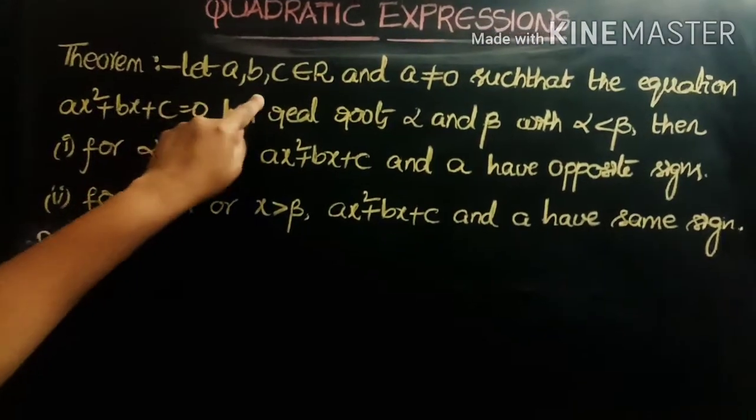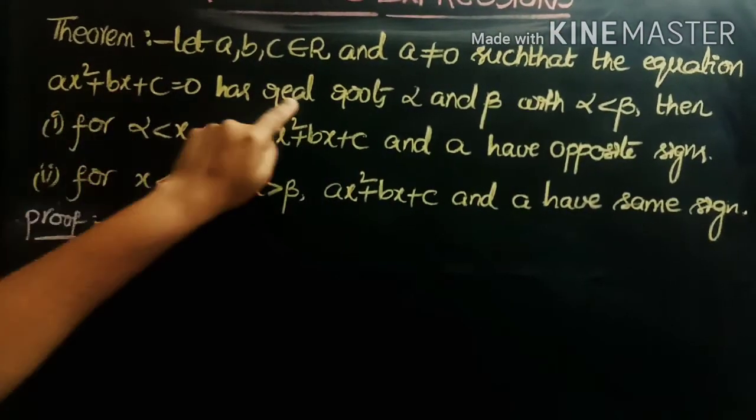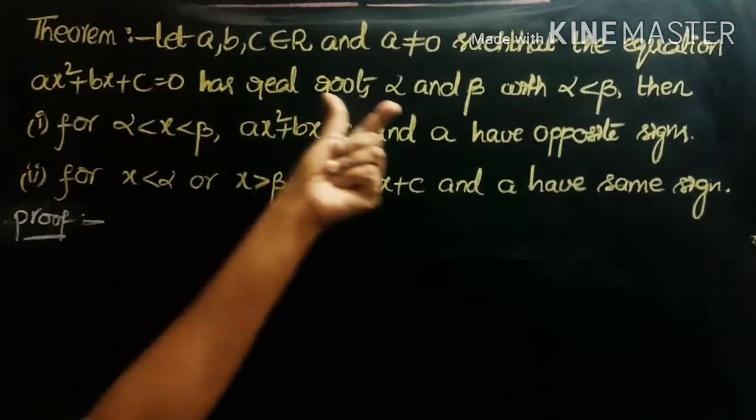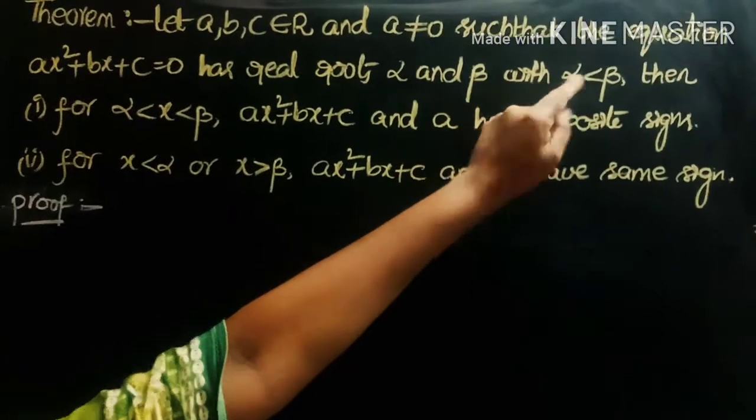Now given that a, b, c belong to R, which are real numbers, and a not equal to 0, and the equation has real roots alpha, beta such that alpha < beta. One equation is given and alpha, beta are the real roots of this equation, and the relation between them is alpha < beta.